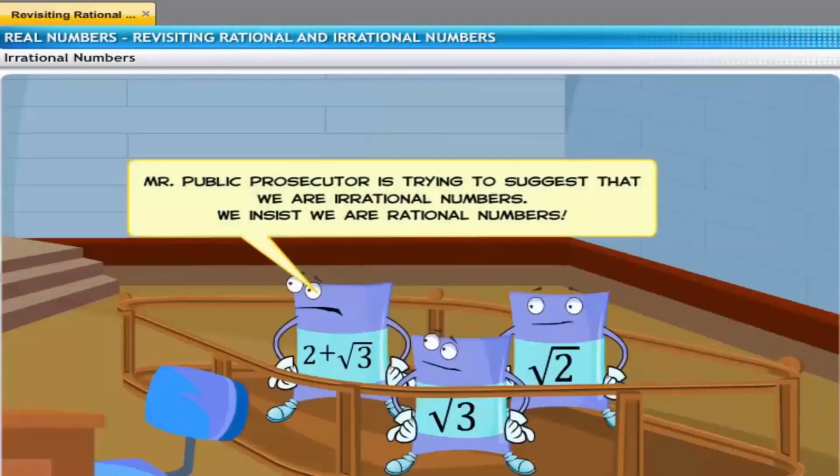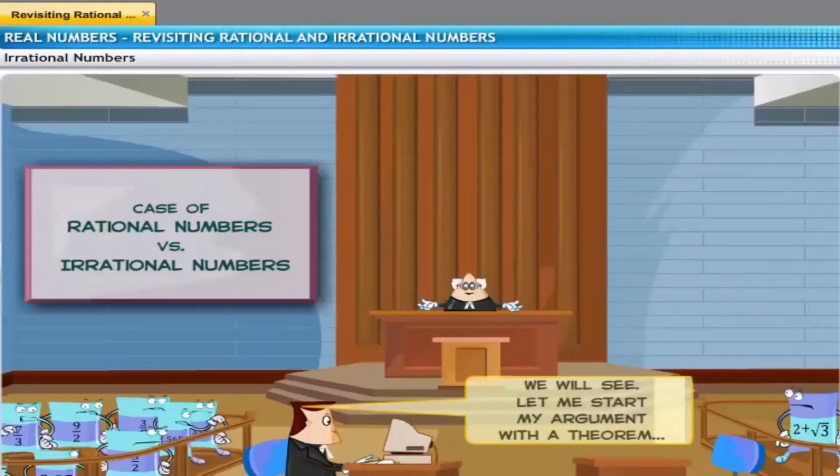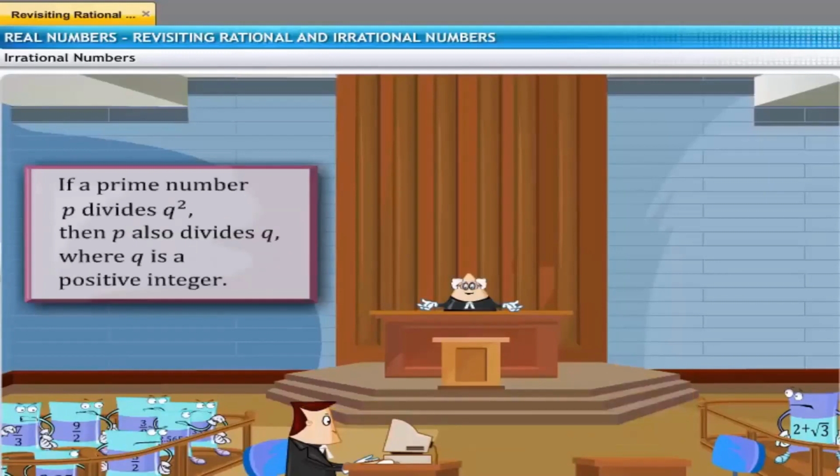The accused still stand by their claim of being rational numbers, but Mr. Public Prosecutor is all set to begin his argument. Let us hear what he has to say. The theorem Mr. Public Prosecutor wants to present states that if a prime number P divides Q square, then P also divides Q, where Q is a positive integer.